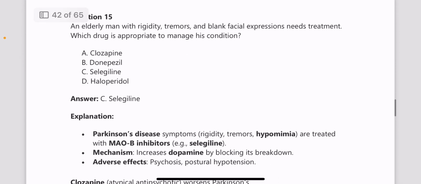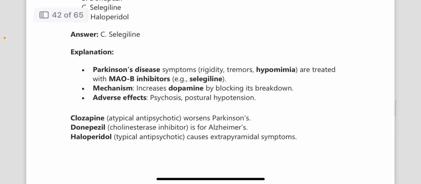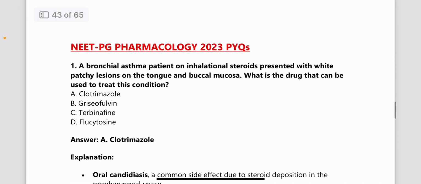Next question. An elderly man with rigidity, tremors, and blank facial expressions needs treatment. Which drug is appropriate to manage his condition? Answer is sertraline. So, anti-Parkinsonism drugs as well. Please have a look at the COMT inhibitors, MAO inhibitors, MAO-B inhibitors, everything. Just have an idea about them and about Parkinsonism, even from other subjects, like physiology, anatomy, everywhere, even the cross sections of the basal ganglia, everything is very, very important. Please have a look at the Parkinson treatment and the drugs, from the pharmacology point of view.